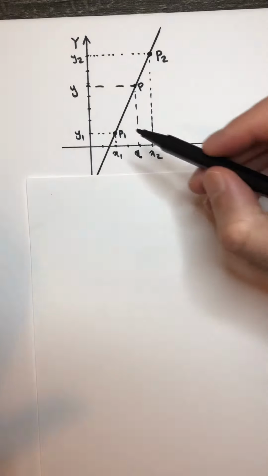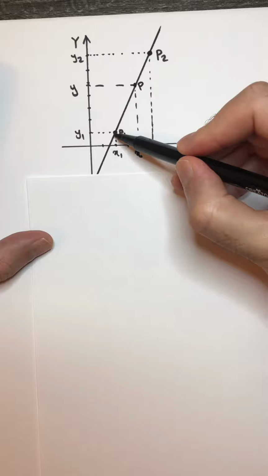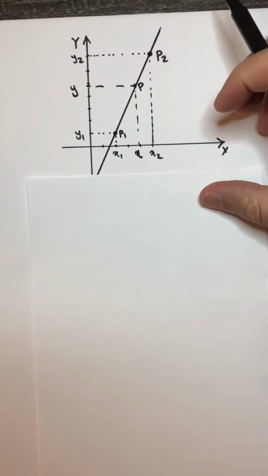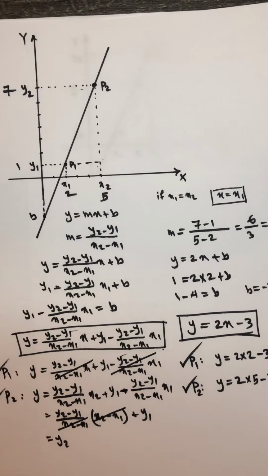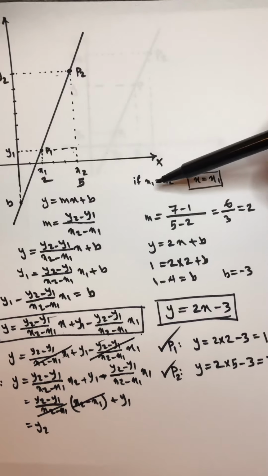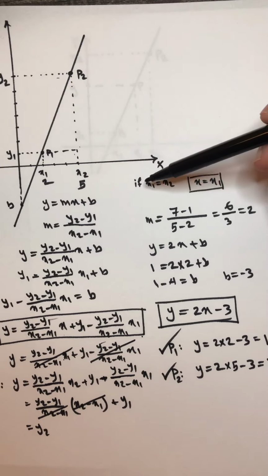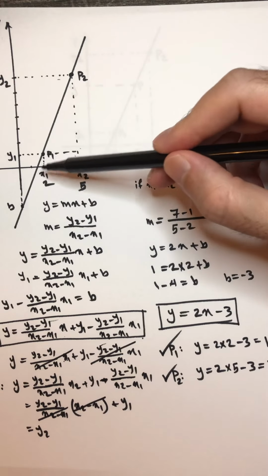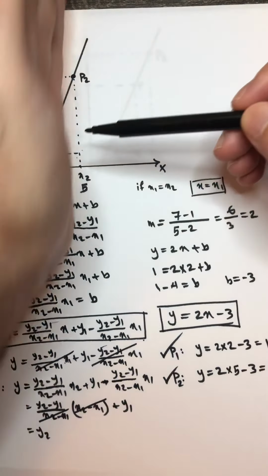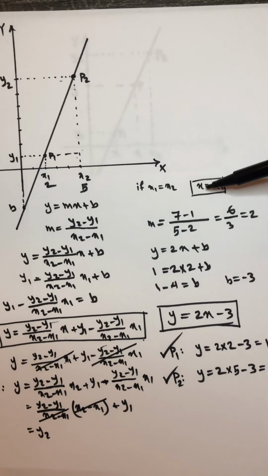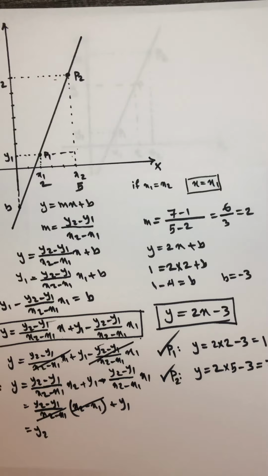We want to find the equation of a line given 2 points P1 and P2 that lie on that line. So we solved this problem in the previous video. You can find the link to that video in the description, where we discussed that if x1 and x2 are equal, which means that the x coordinates of those 2 points are equal, then the line is parallel to the y-axis, and the equation is simply x equals x1 or x equals x2.